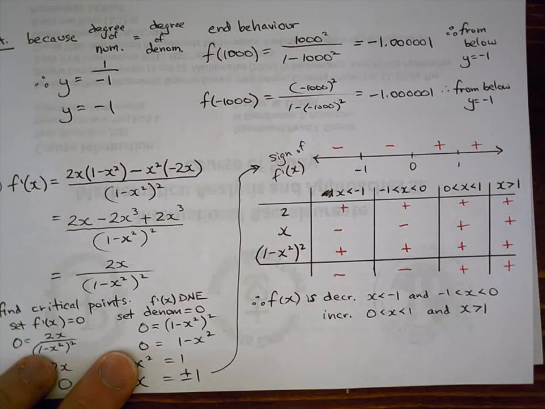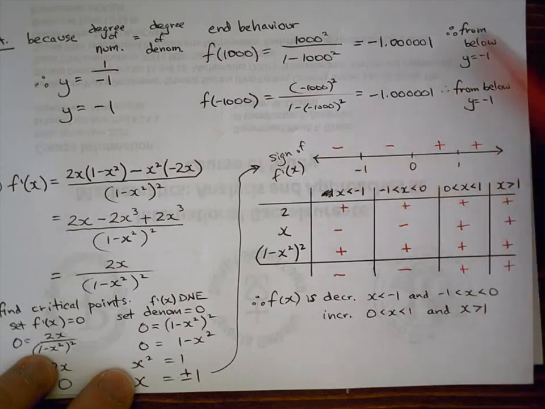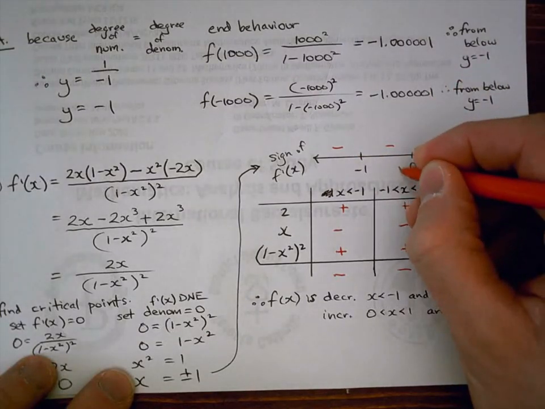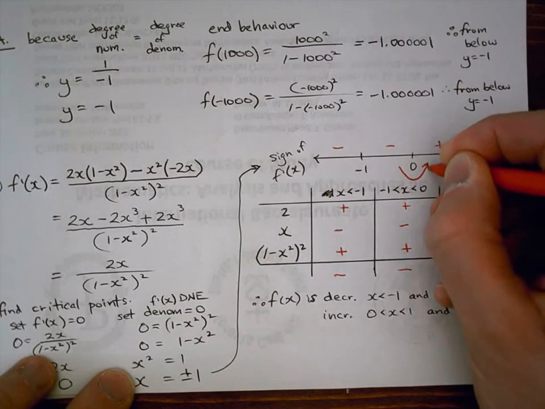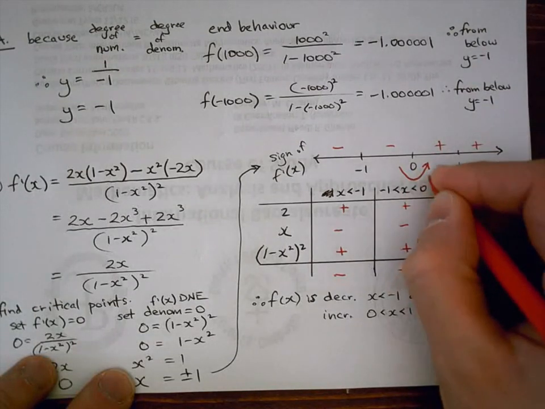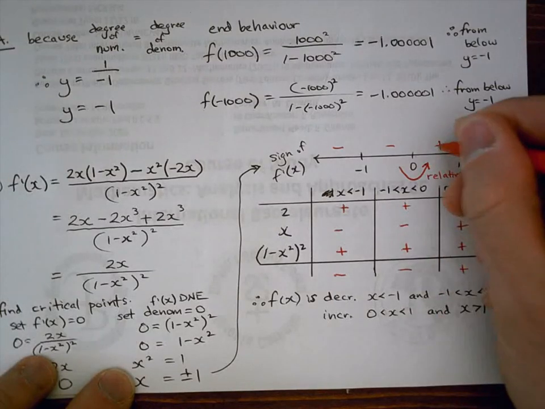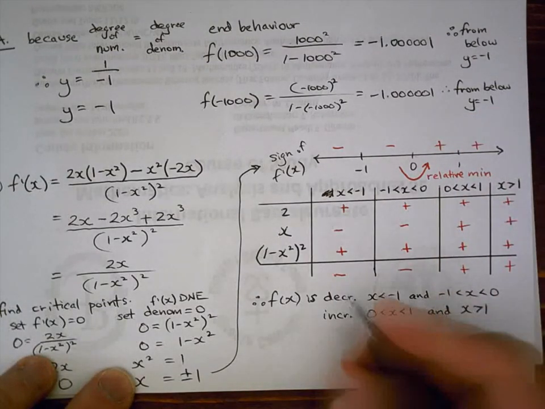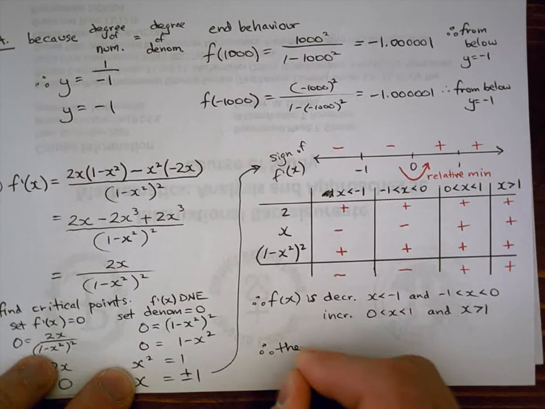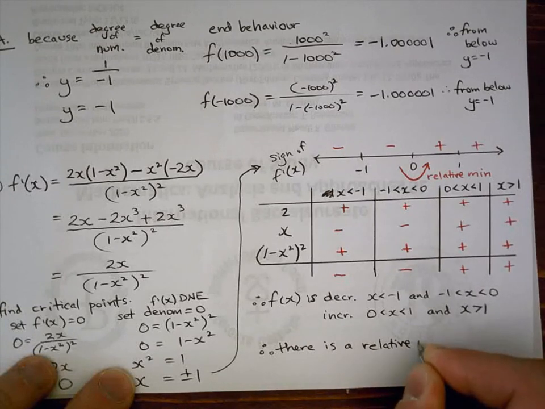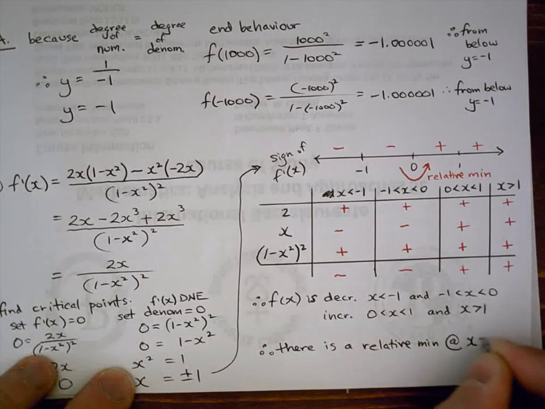Whew. But also from this first derivative, we can figure out if there's a max or min. Remember, a max or min happens if you change from negative to positive or positive to negative. So here it's decreasing, it's decreasing. Oh, but here it goes from decreasing to increasing. So that is a relative min. And then here we go from plus to plus, nothing happens. So the other thing I should say, therefore, is there is a relative min at x equals 0.